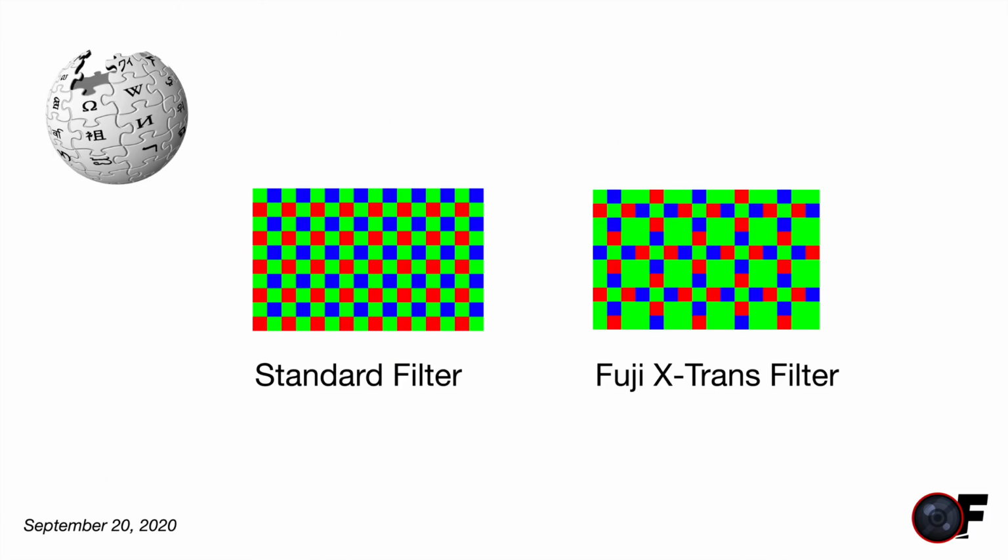What the Fuji does is it has a 6x6 sensor, and with the green being very dominant, as you can see in this slide here, the one on the right is the Fuji X-Trans filter, and you can see it's got a very different pattern than the standard filter that's in pretty well every other camera. And when I say other camera, I'm talking about a hybrid stills or a hybrid video camera.